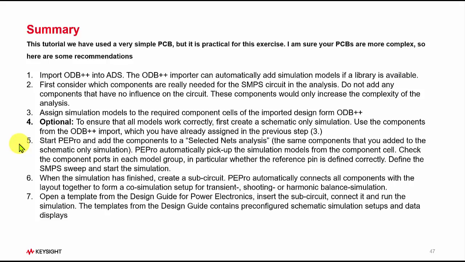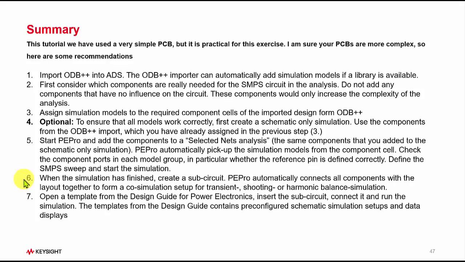Start PEPro and add the components to a selected net analysis. PEPro automatically picks up the simulation model from the component cell. Check the component port in each model group, in particular whether the reference pin is defined correctly. Define the SMPS sweep and start the simulation. When the simulation has finished, create a subcircuit.